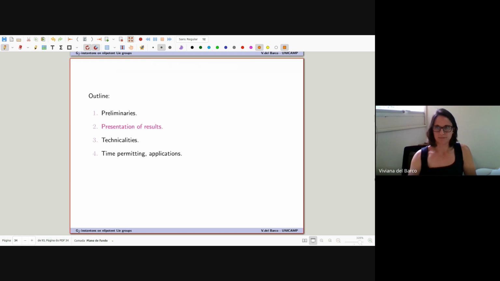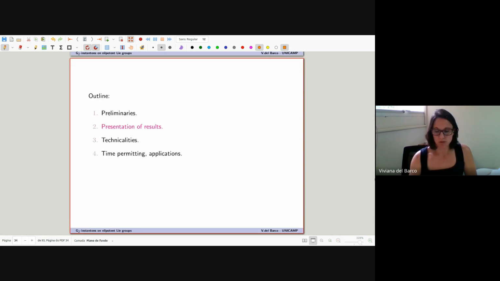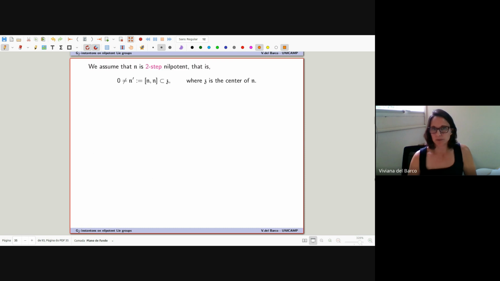So, just now the results. What we did was to reduce, here I'm working on any algebra and on nilpotent groups. The results that we obtain are on two-step nilpotent groups, but even there it is not that easy. But let me tell you what we did to try to answer this question. We assume that the algebra is two-step. That means that the commutator, which will be denoted by n prime, is contained in the center of the algebra. This means two-step, and also the commutator is non-trivial, so the algebra is not abelian.